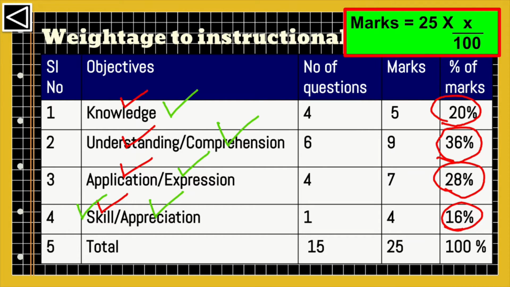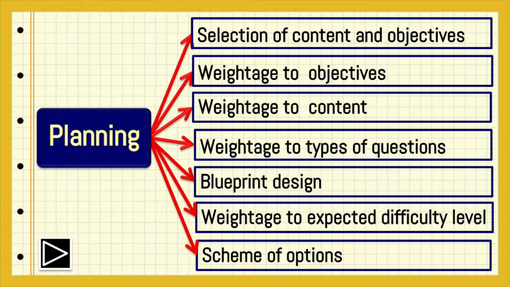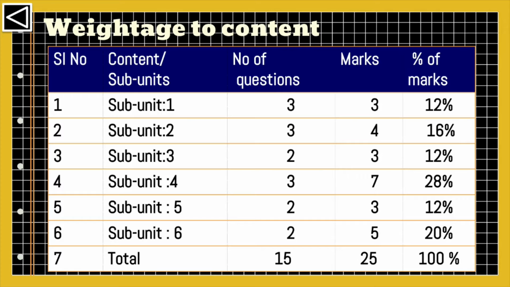So once the objectives are decided, we'll move towards the next dimension, that is weightage to the content in the test paper. Here, you can give weightage to the subunits on the basis of specifications or objectives achieved through it. Weightage to the content depends on the number and significance of teaching points in that particular subunit.